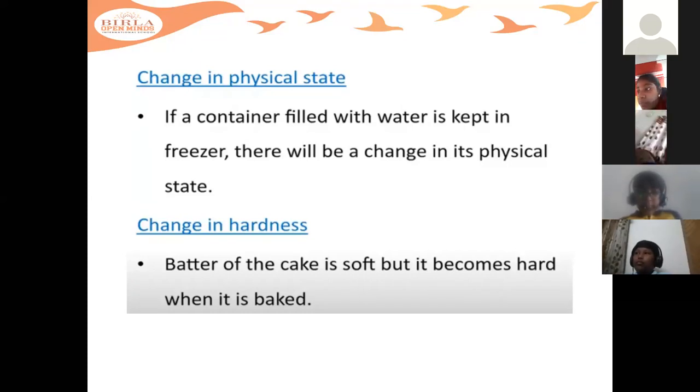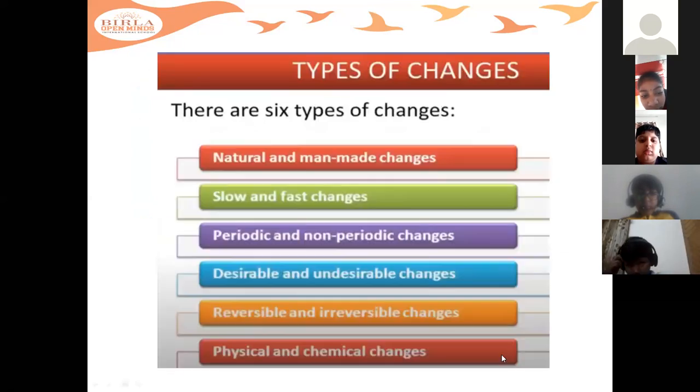Now this is change in hardness. You can see it is changing. The batter, when it was in a liquid form, changed when it is baked. When it is baked, it became a cake. It becomes somewhat hard. So this is the change.